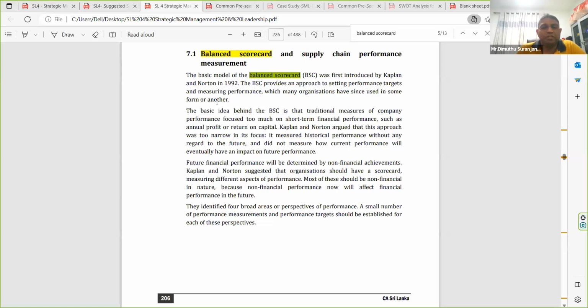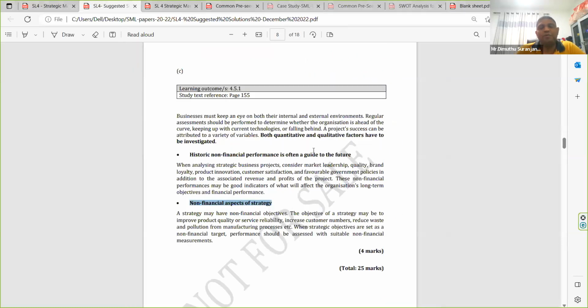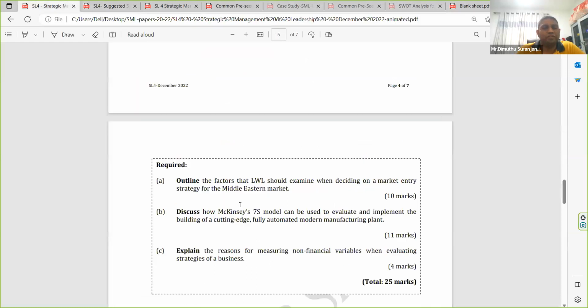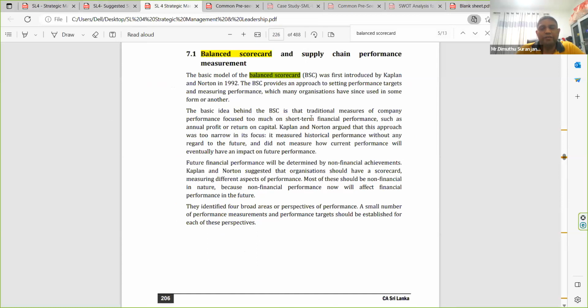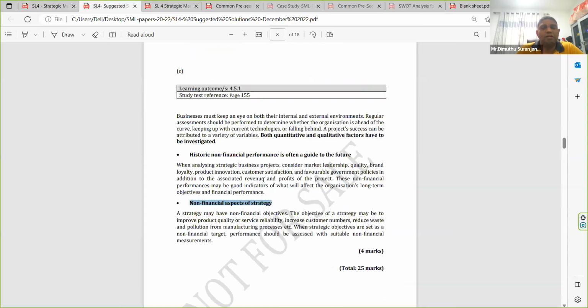Right. So it is based on this one. See these two reasons here. Historical non-financial performance is a guide to the future. That is one of the reasons, no? Measuring non-financial variables. Here you see this theory part. That point is given: future financial performance will be determined by non-financial achievements. Then the second point is that there's a non-financial aspect of strategy. This is a past paper question actually, and it is there in the study packs also. Non-financial aspects of strategy, therefore, should be measured.